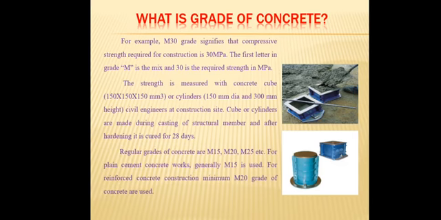The regular grades of concrete are usually M15, M20, M25 and so on. Here for PCC, the minimum grade of concrete which has to be used is M15, and for RCC the minimum grade of concrete that can be used is M20. It is as per IS code 456:2000.